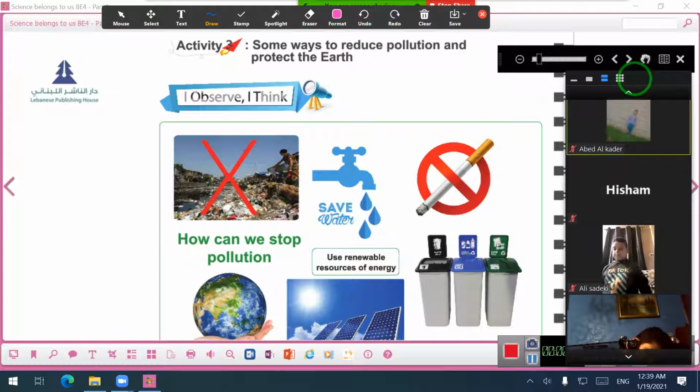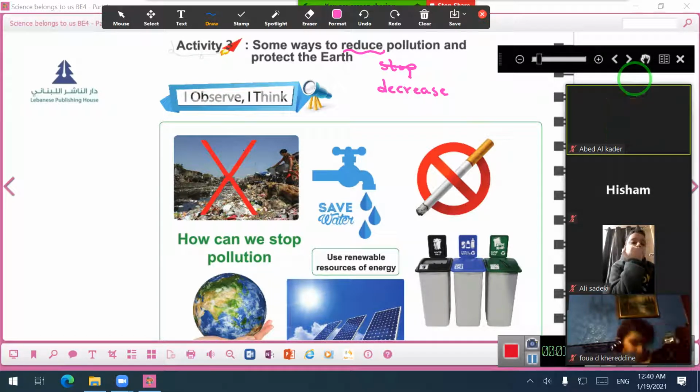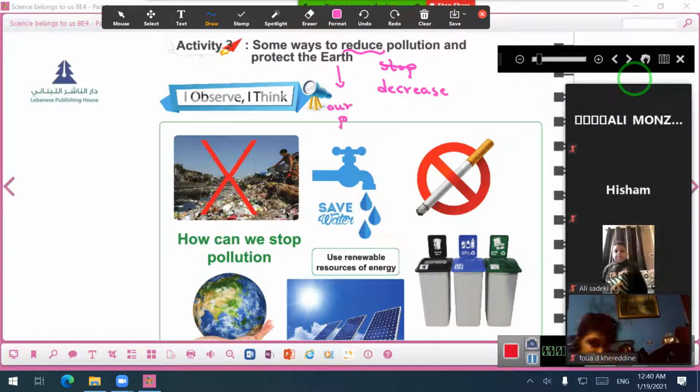How to reduce? Reduce means stop pollution or decrease. Stop means stop, but reduce means decrease pollution. And protect the earth. Earth is our planet, the planet on which we live. How can we stop pollution? We have different photos here.